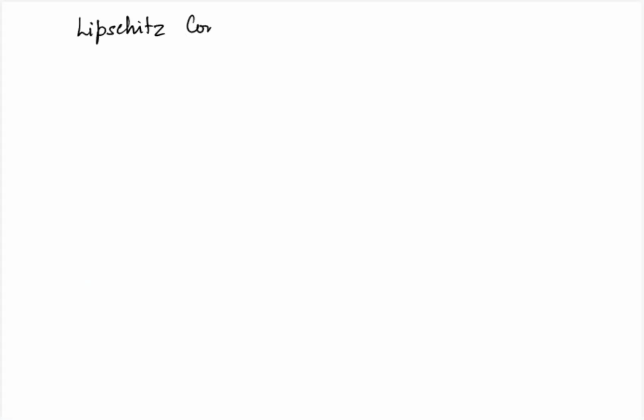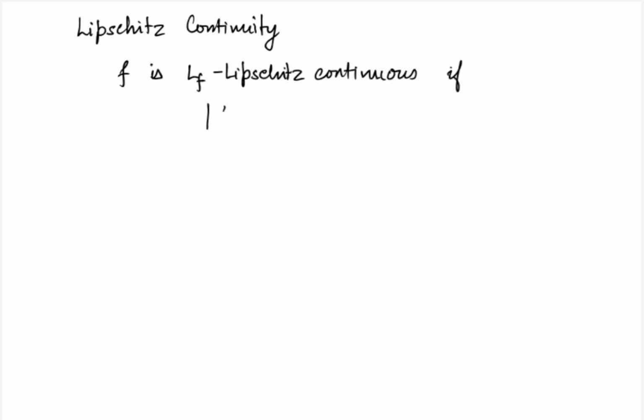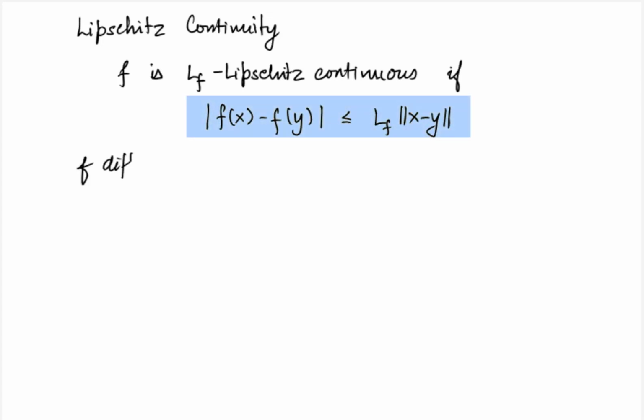We begin with the notion of Lipschitz continuity of a function. A function f is said to be Lipschitz continuous if it satisfies |f(x) - f(y)| ≤ L_f times norm of x minus y. If a function f is differentiable, then Lipschitz continuity implies that the norm of the gradient of f at x is less than or equal to L_f. Conversely, if the gradient is bounded, then the function is Lipschitz continuous.